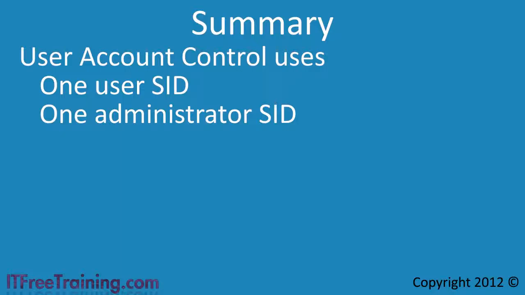When administrator action is required, Windows will change to the administrator SID. This is usually indicated by a shield icon next to the button. This helps protect the computer from unwanted software using administrator rights. In Windows 7 and Windows Server 2008 R2, this is, in most cases, a pretty seamless process.